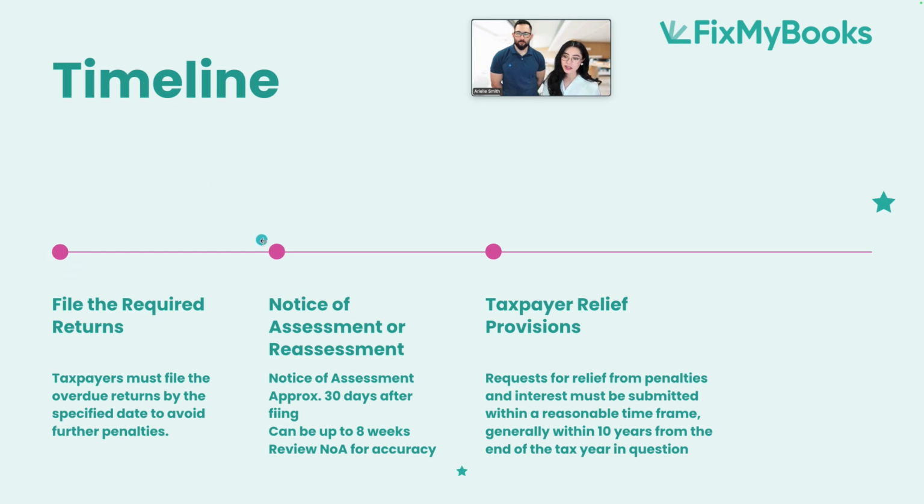Then you'll get a notice of assessment or reassessment. Again, this is normal. Every time you file, you're going to get one of these. This is nothing special. Don't be scared if you get it in the mail. You can usually get this within 30 days of filing or up to 8 weeks, depending on your situation.